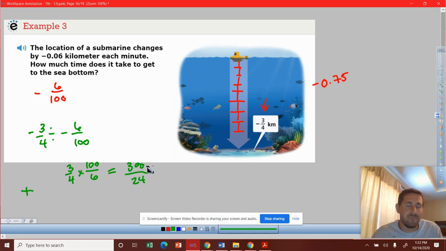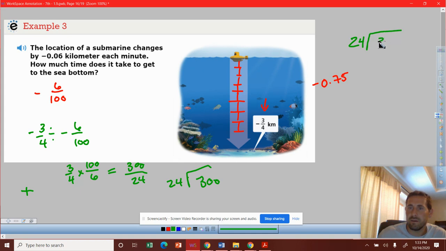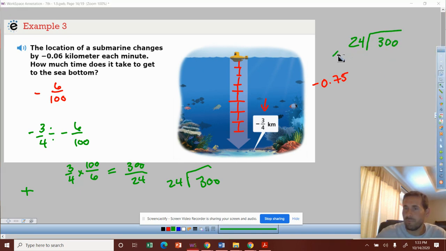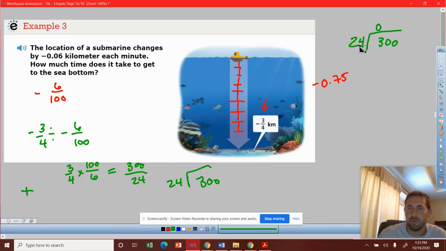And this is where I was talking about maybe fraction form isn't great because we might have a complicated division problem at the end. So we've got 300 and we've got 24. I guess I should have done this over here. I feel like we're going to need a little bit more space. All right. How many 24s go into 3? 0. How many 24s go into 30? 1. So I've got 30 subtract 24. That's 6. I'm going to bring down my 0.